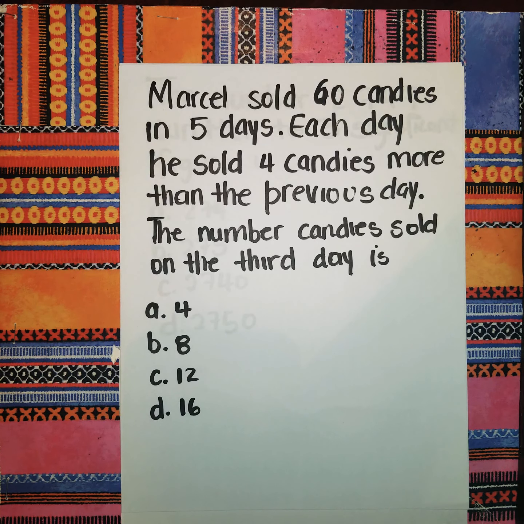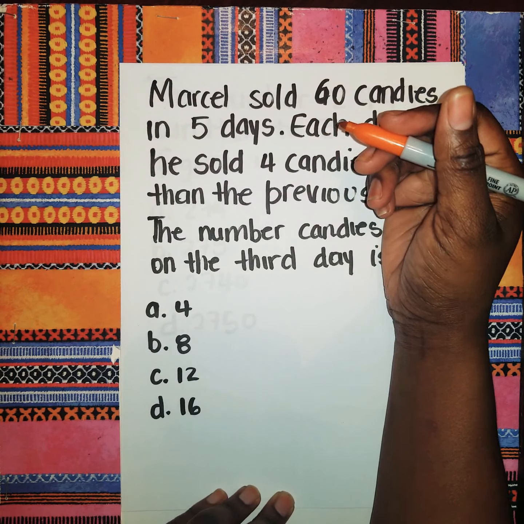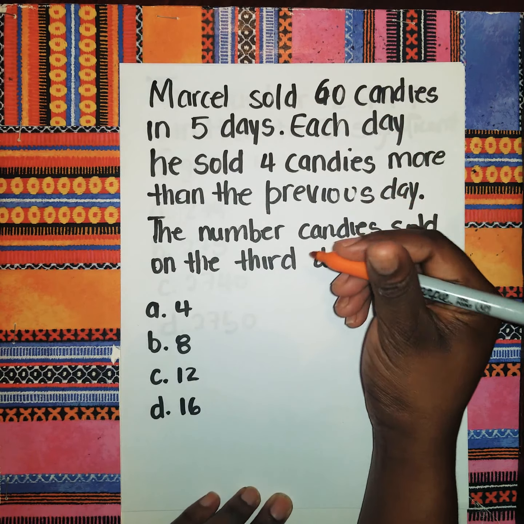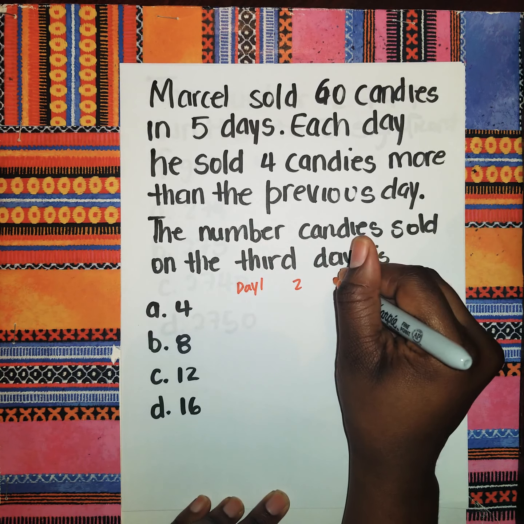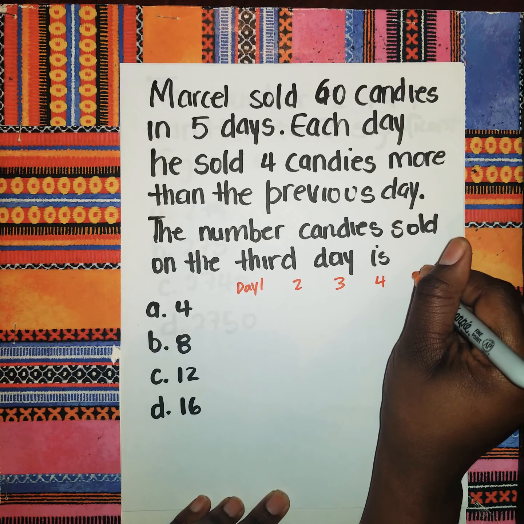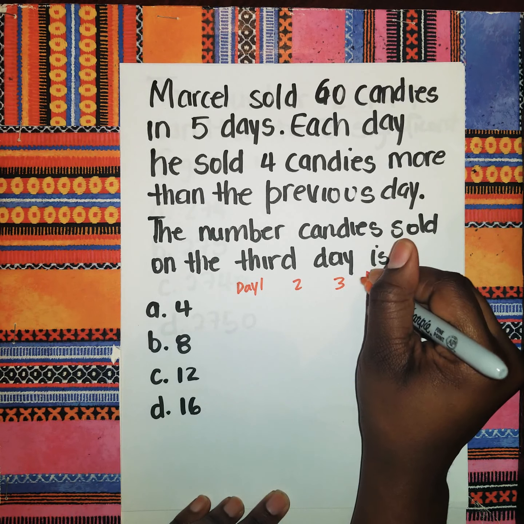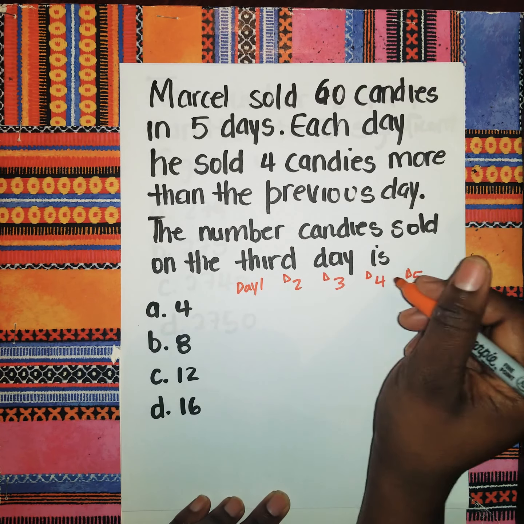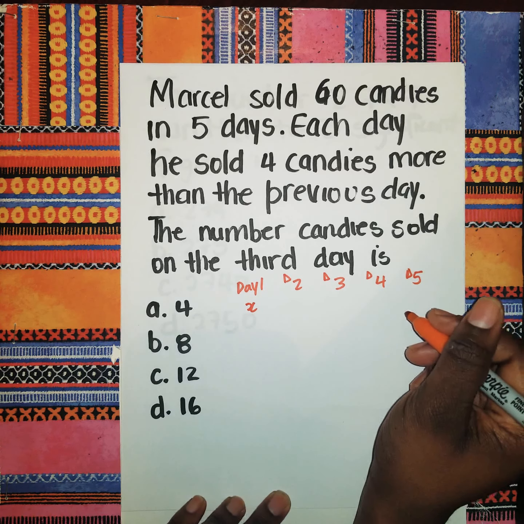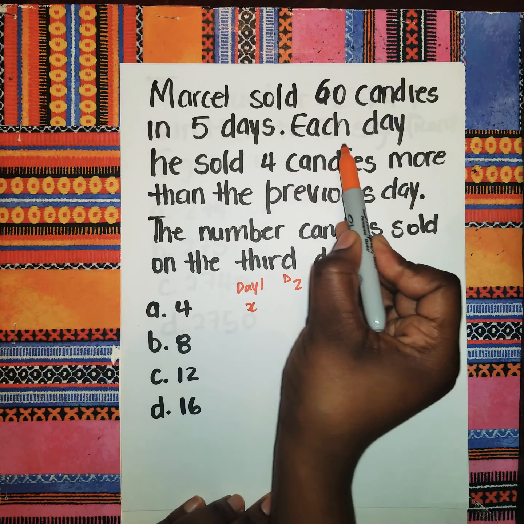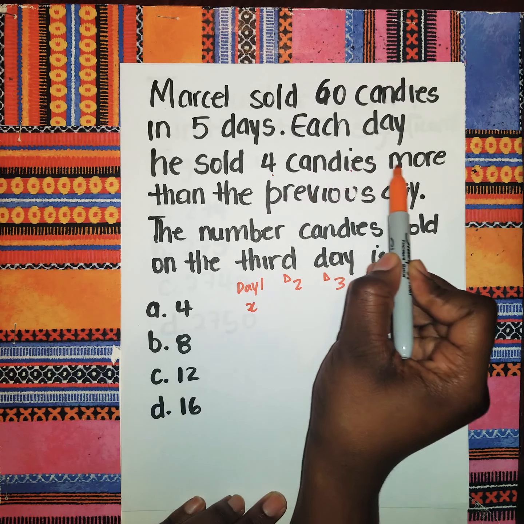So basically, guys, if you can't see this by reading the scenario given, what you can do is go the graphical method. So I'm going to put them in days. So day 1, day 2, day 3, day 4, day 5. All right. So we know that this person sells some amount of candy. Let's say X amount of candy on day 1. It said each day he sold 4 more candies.